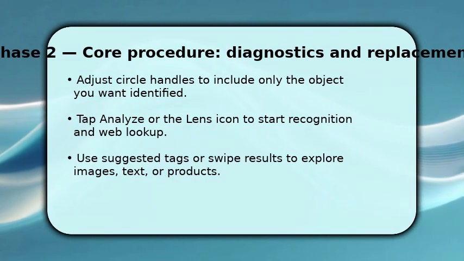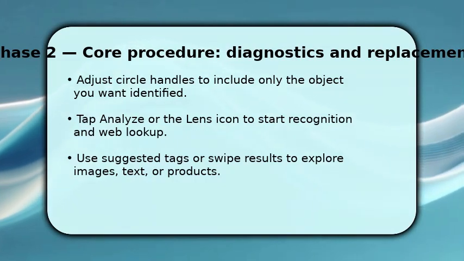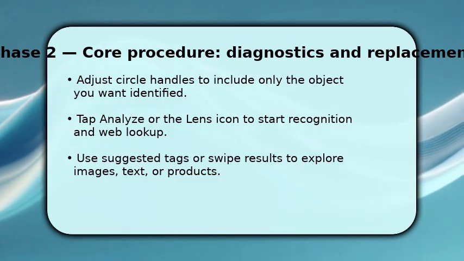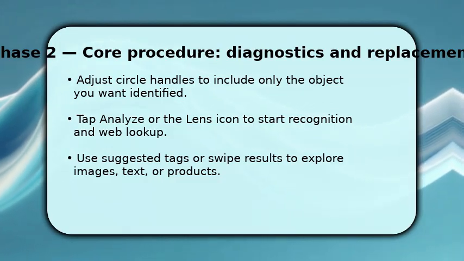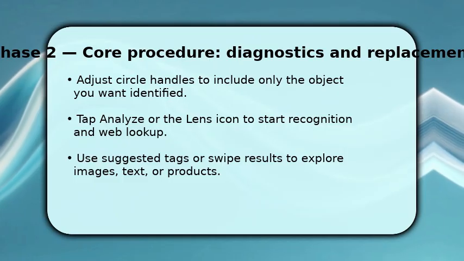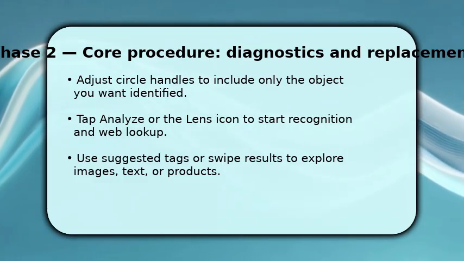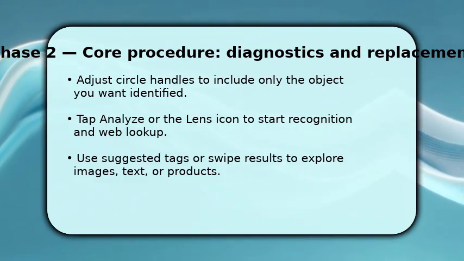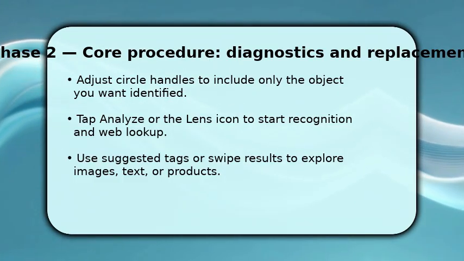Once you have a selection, refine the circle by dragging its handle so only the subject remains. You want minimal background. Then tap Analyze or the lens icon to begin processing. The phone sends that cropped image to the recognition engine, which identifies objects, extracts text, or finds products.